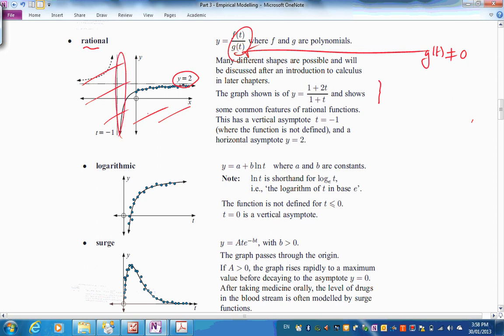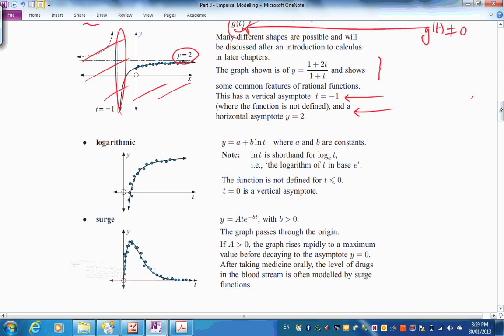A couple of consequences of the rational function. So the vertical asymptote there, the value of the independent variable that makes the denominator 0. You can't have a 0 denominator. And then a horizontal asymptote. So they are characteristics. So if something's approaching a line like this, you might think, maybe a rational function. There is another function, however, which has a similar behaviour, and that's a logarithmic function.